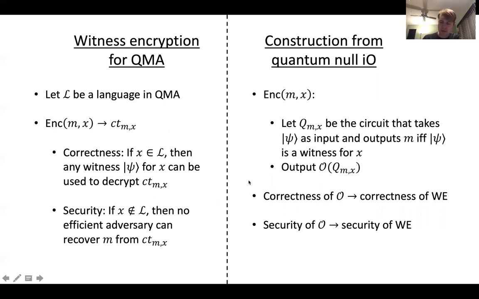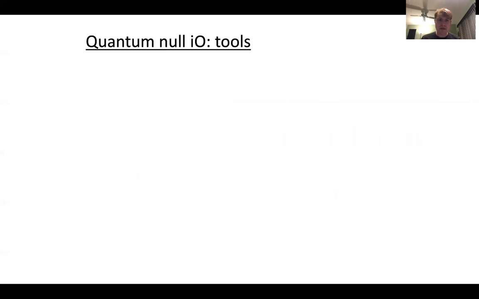Okay, so this is the implication, and this directly follows the classical one. It's been known that classical null I/O implies witness encryption for NP. So this is kind of the quantum analog of that implication. Okay. So now I want to say some words about how we actually build the quantum null I/O scheme. It's not too complicated.